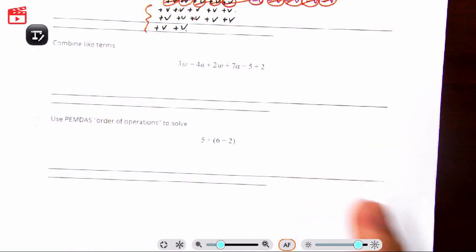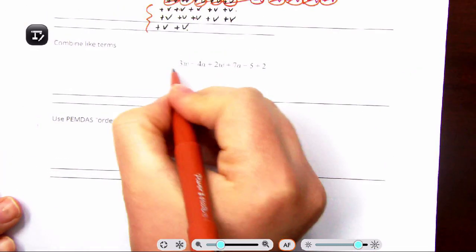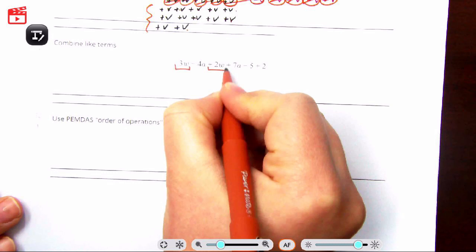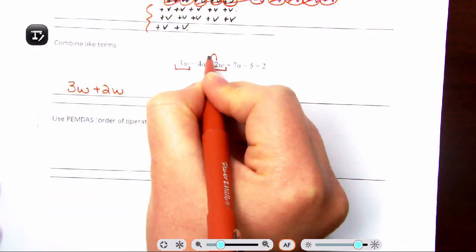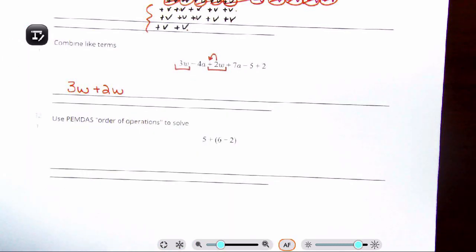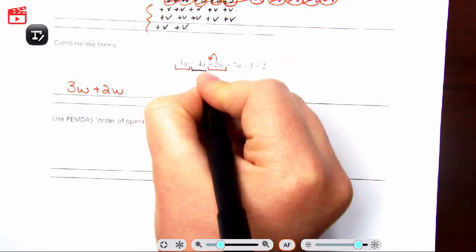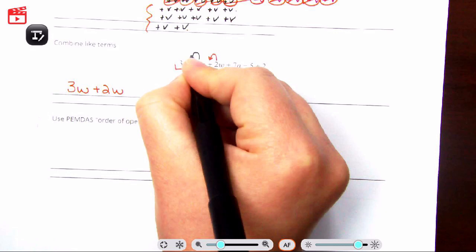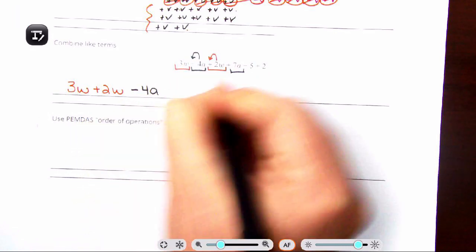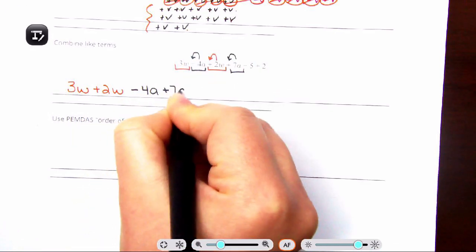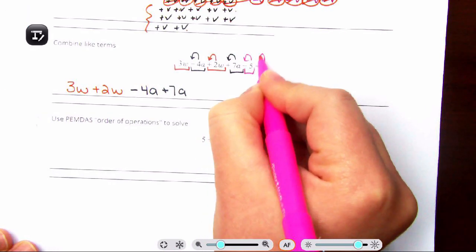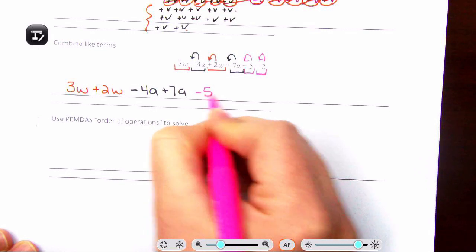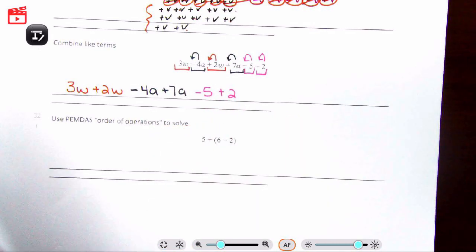If you have more than a few terms, for example, here I have 3w and 2w, you're going to want to write them together with the symbol that it is attached with. And that is easier, so then you can draw out. So for example, I have a -4a and a positive 7a, so I'm taking the sign with it, and then I have a minus 5 and a plus 2. So once you write them together, you can then split them up and do this.